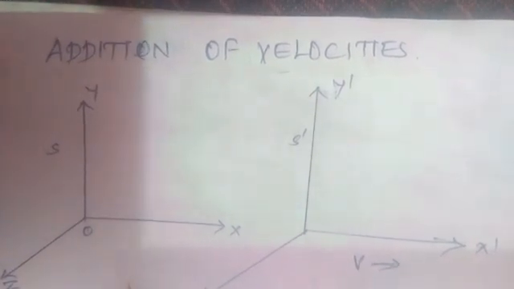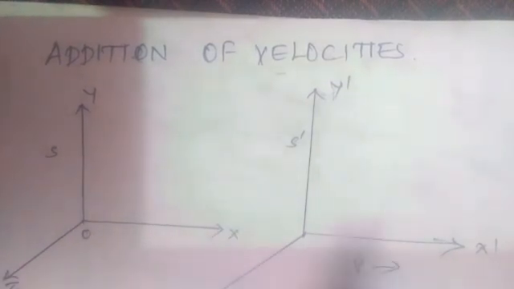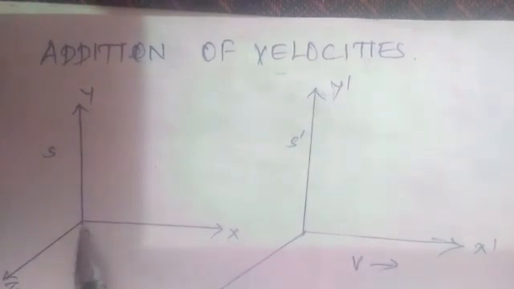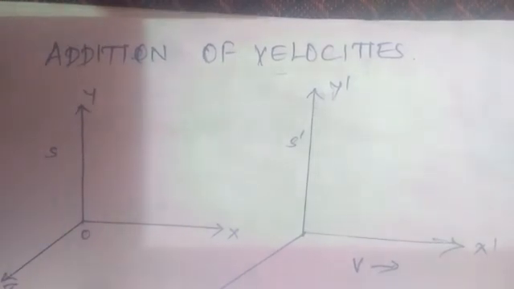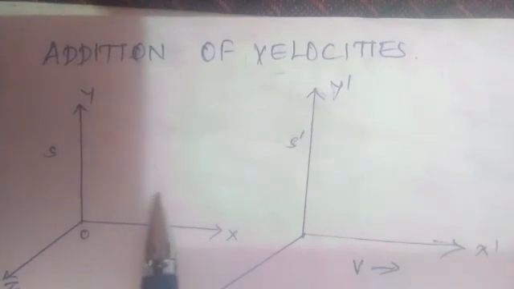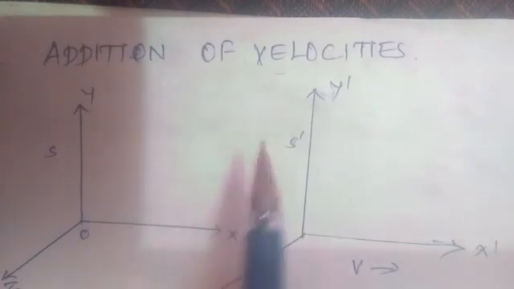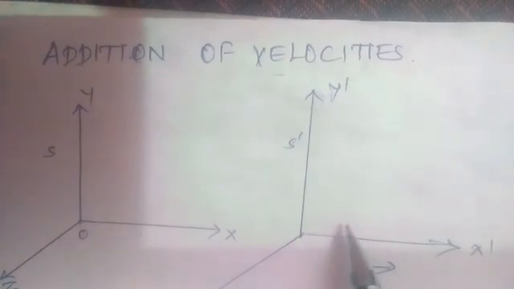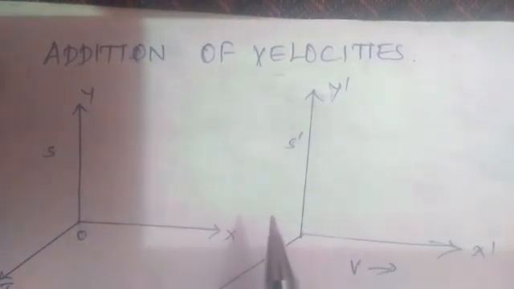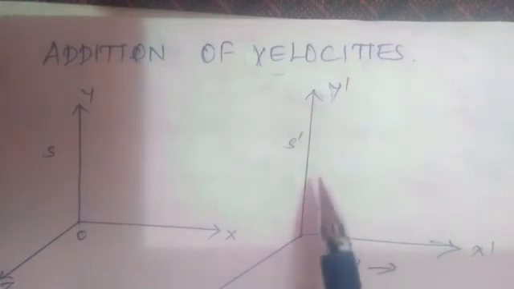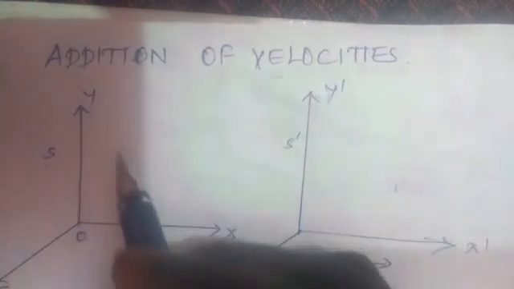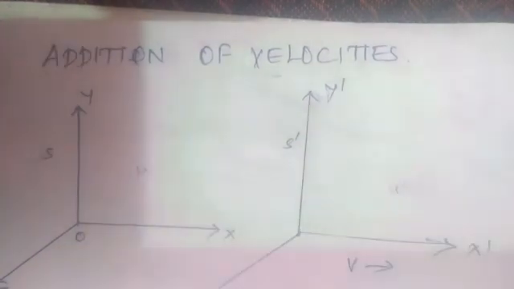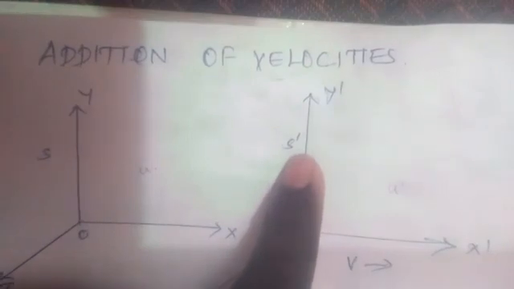Let its velocity as measured by an observer in the system S be U, and as measured by an observer in S dash be U dash. Right, this is U dash, this is U, right.